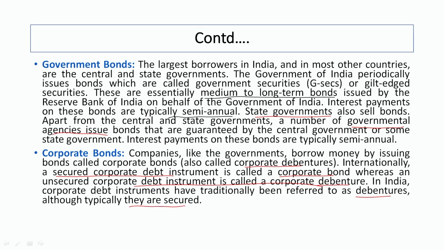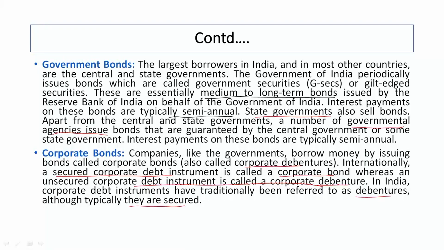So, we can identify the difference between international bonds and Indian bonds. In India, if corporates issue bonds, they can be named debentures and they are secured. In the international context, if corporate bonds are issued, they are secured and termed corporate bonds. If they are unsecured, in that case they become debentures. But in India, corporate bonds are also interchangeably termed debentures and they are highly secured financial instruments.